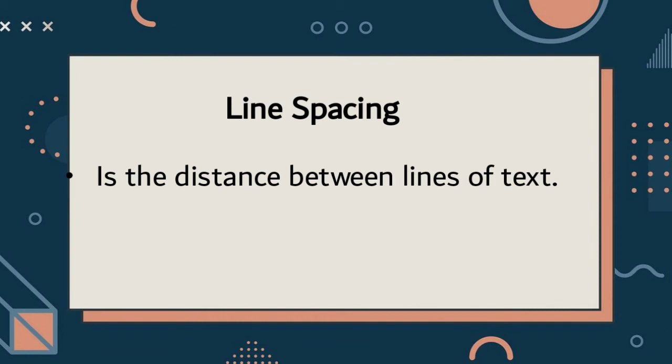Next is line spacing. Line spacing is the distance between lines of text. So line spacing is the term used to define the vertical space between two lines of text. Specifically, it's the exact distance between two adjacent baselines. It is the amount of space between the baselines of each line of text. Line spacing is important because it gives multiple lines of text optimum legibility.